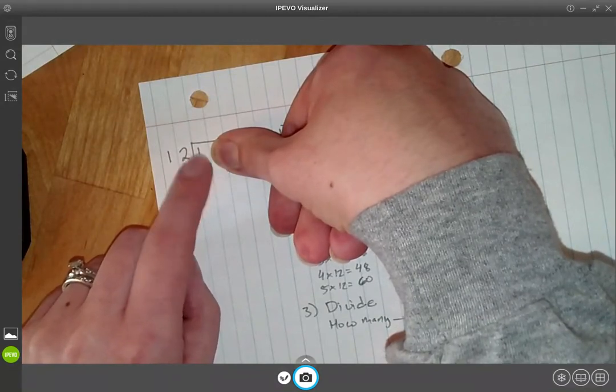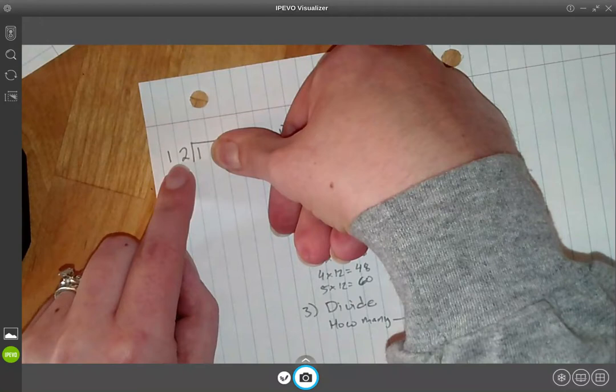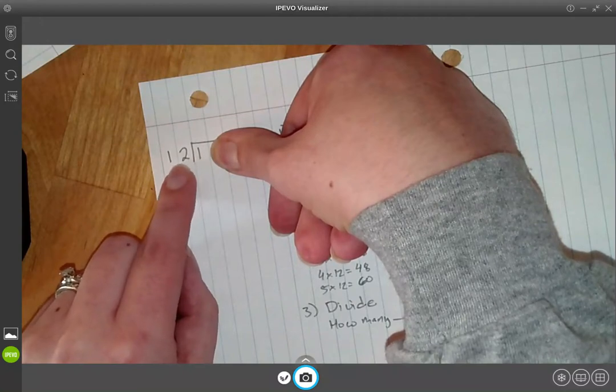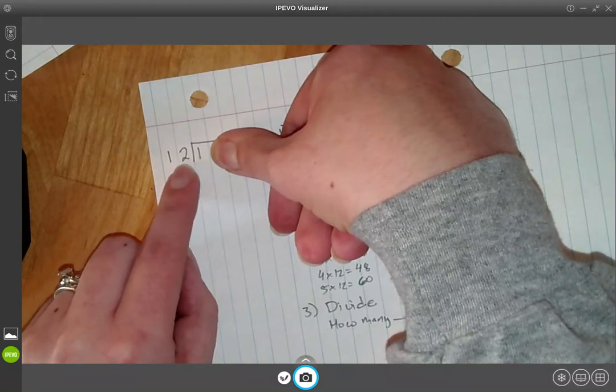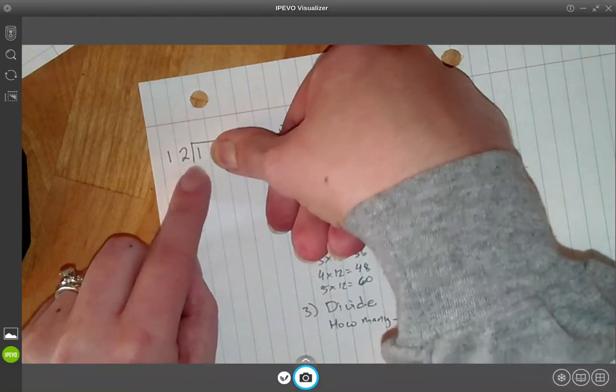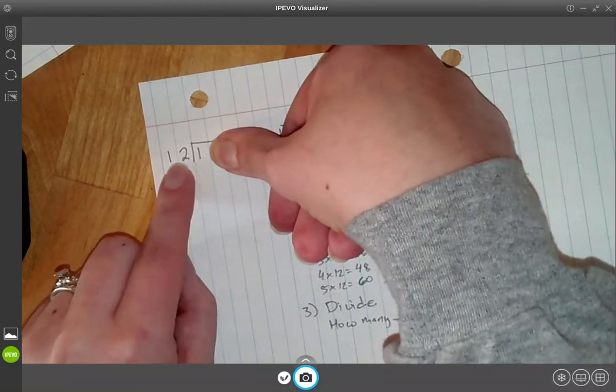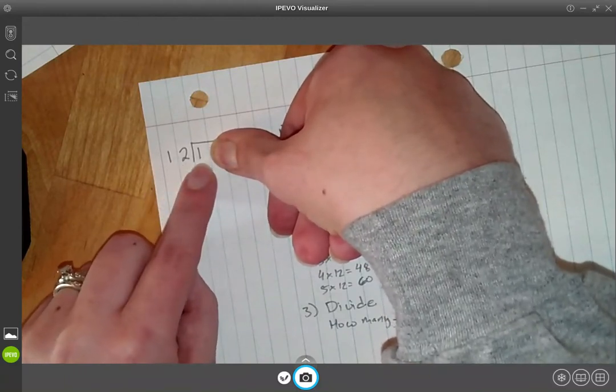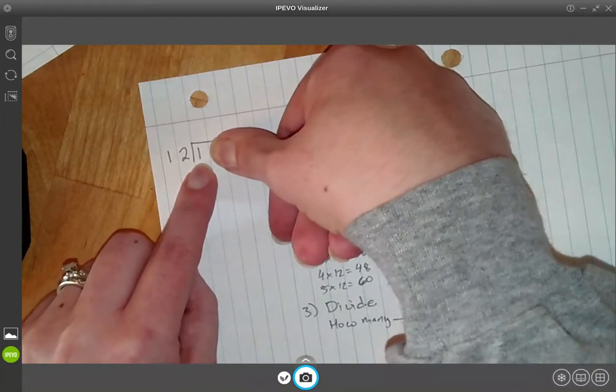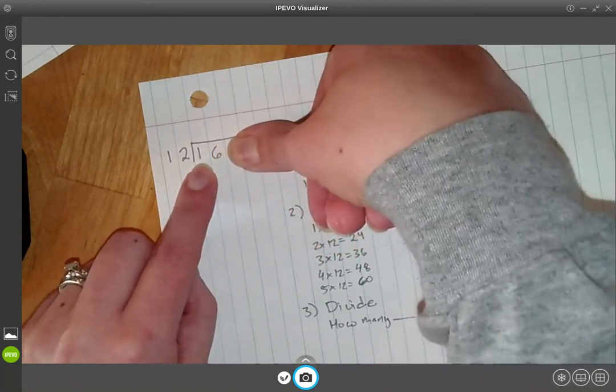Well, I can't take 1 and split 1 into 12 groups evenly. I would end up with parts instead of wholes. So I can't do this place value. How many 12s fit into 1? None of them. So then I move to the next place value and I ask the same question again.